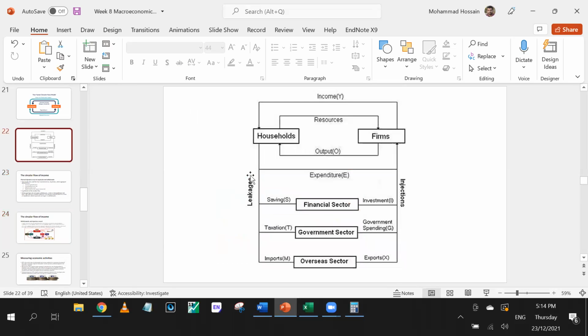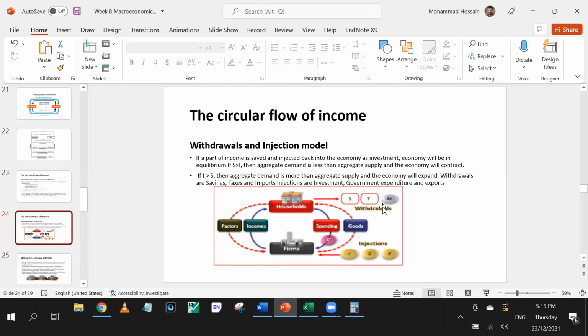Look, the money that has leaked out of the economy will be injected back into the economy in some ways. Savings, as we showed here, will be injected back by financial sectors, taxation money will be injected back by the government sector, and import will be injected back by export. Okay, that's what they explain.